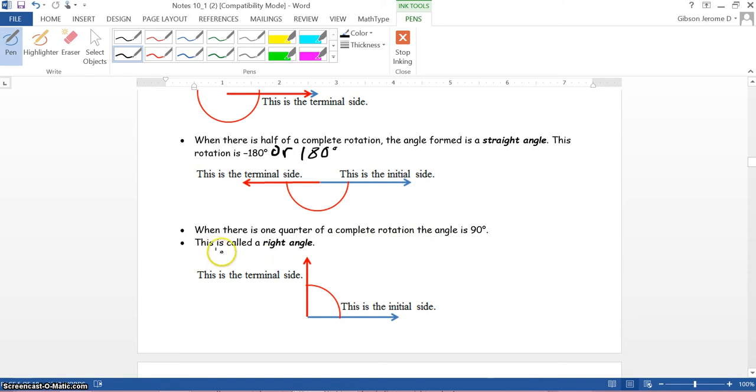Now just reiterating what we have below here, it says when there is 1/4 of a complete rotation, the angle is 90 degrees. This is called a right angle. This is the terminal side, and this is the initial side. So you notice we're going counterclockwise, so that's why this will be a positive 90 degrees.